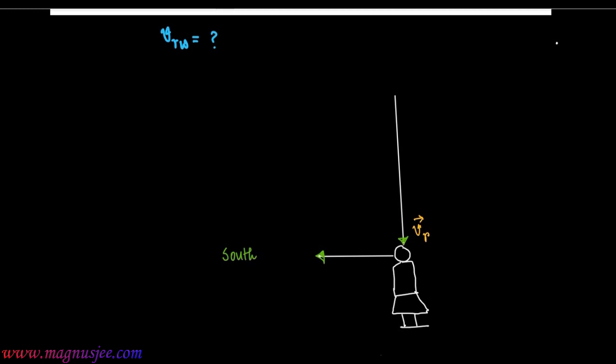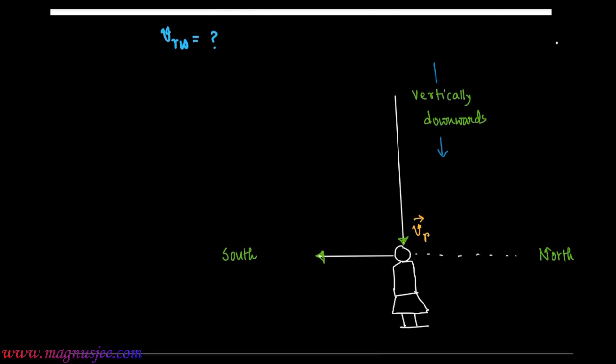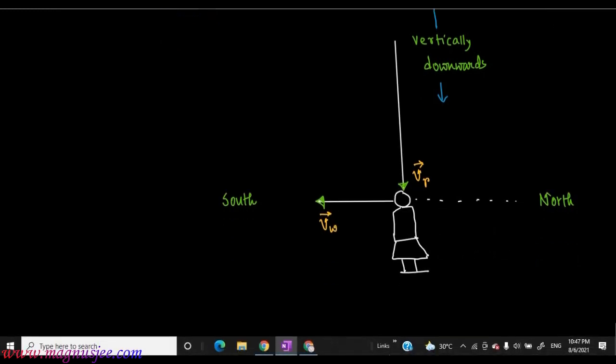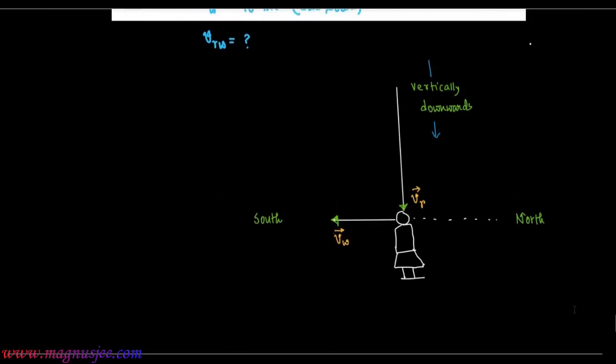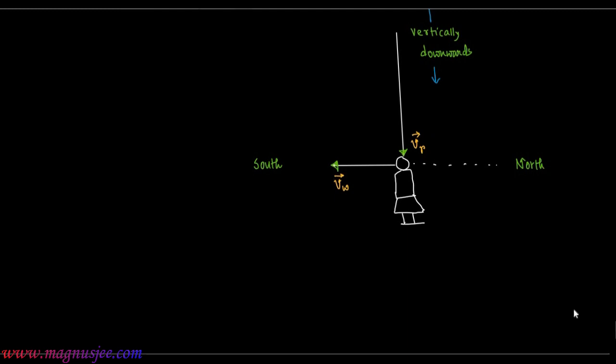And we can denote south direction, and vertically downward rain falls with the velocity vector Vr, and this is north direction, and the woman is riding her bicycle from north to south direction with the velocity vector Vw. Vector Vw is the velocity vector of the woman due south.